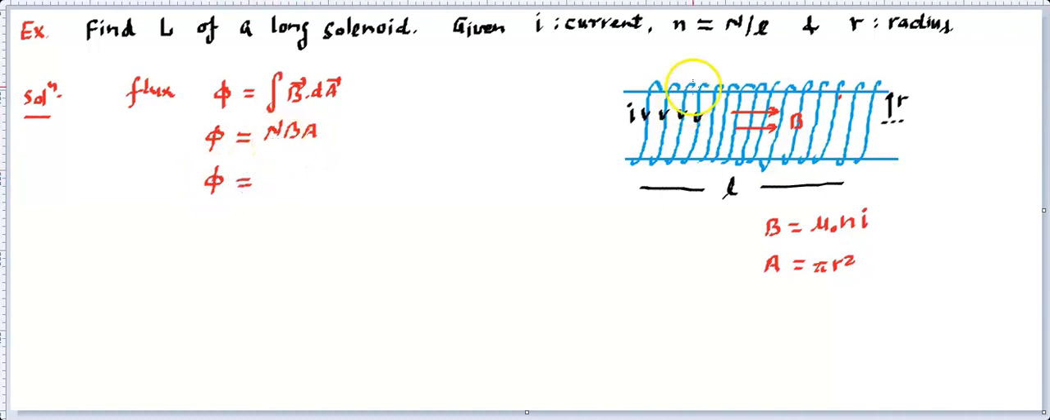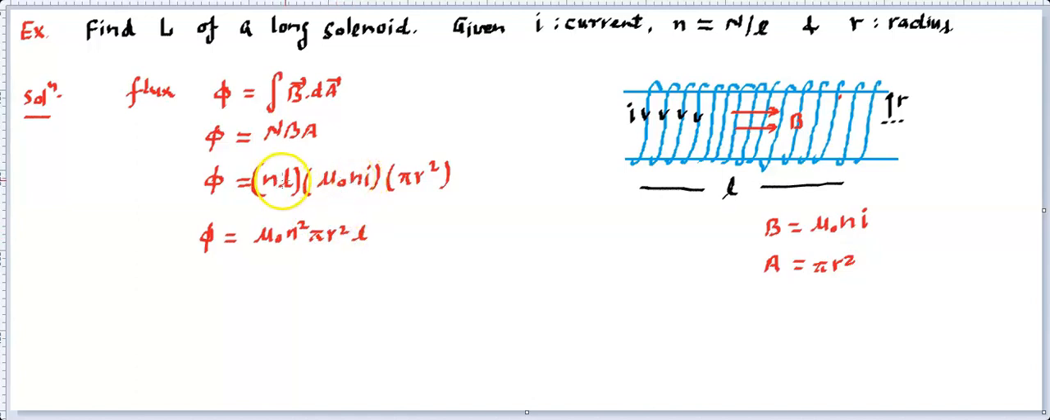So phi is N. Now if you want, you can write this N in terms of small n and L, where L is the length of it. Length may be large enough. And in place of B, you will write mu naught n into I. In place of A, you are going to write pi R square. Now if you rewrite it, you are going to find mu naught n square pi R square into L. So mu naught n square L pi R square are all constants, and into I.